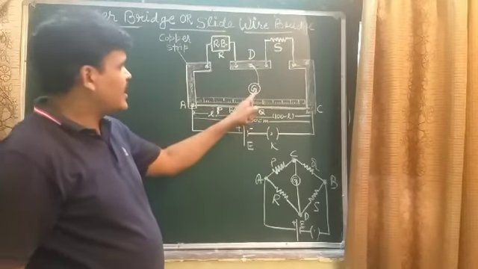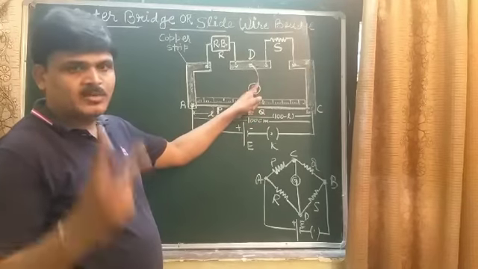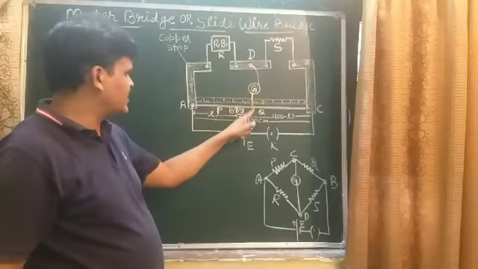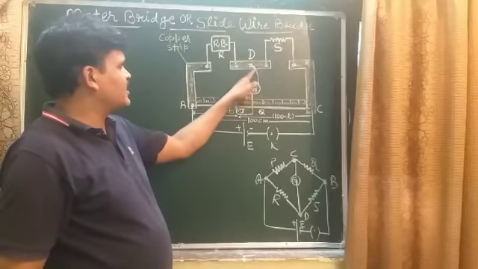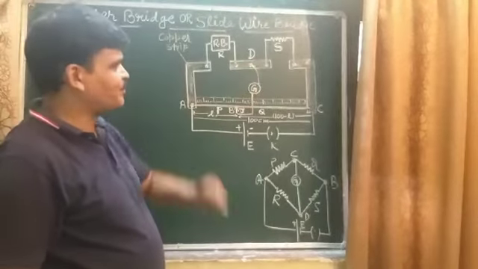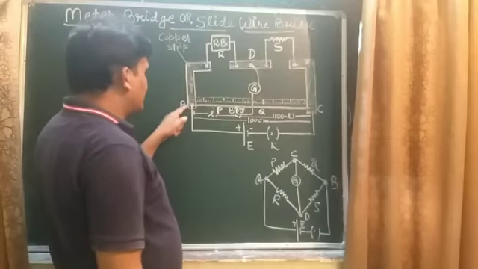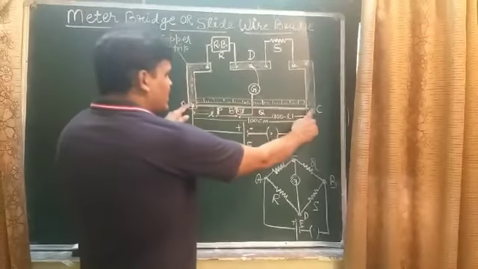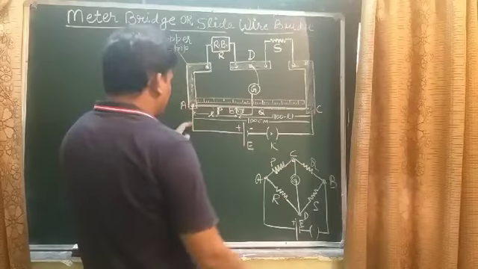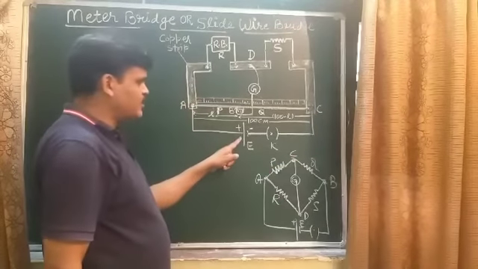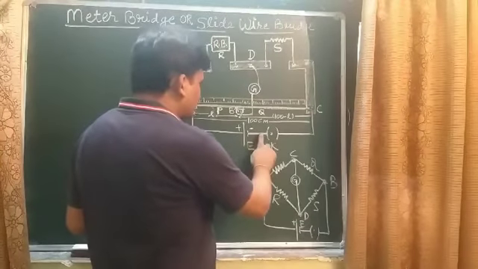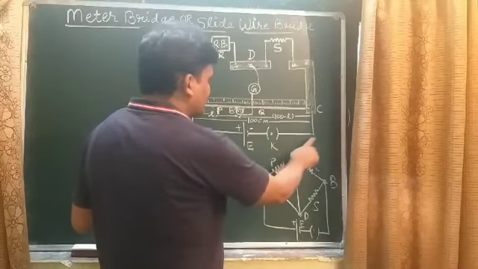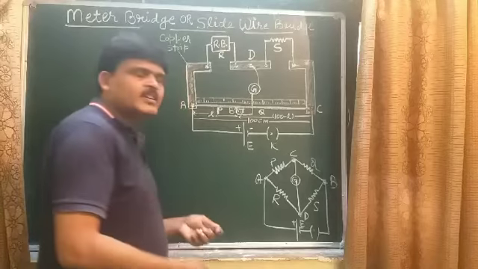The galvanometer has two points. One point is connected with the jockey. The other point of the galvanometer is connected to point D. And the end of the wire A, which is connected to point A, is connected to the positive terminal of the cell, and the negative terminal of the cell is connected through a key to point C.